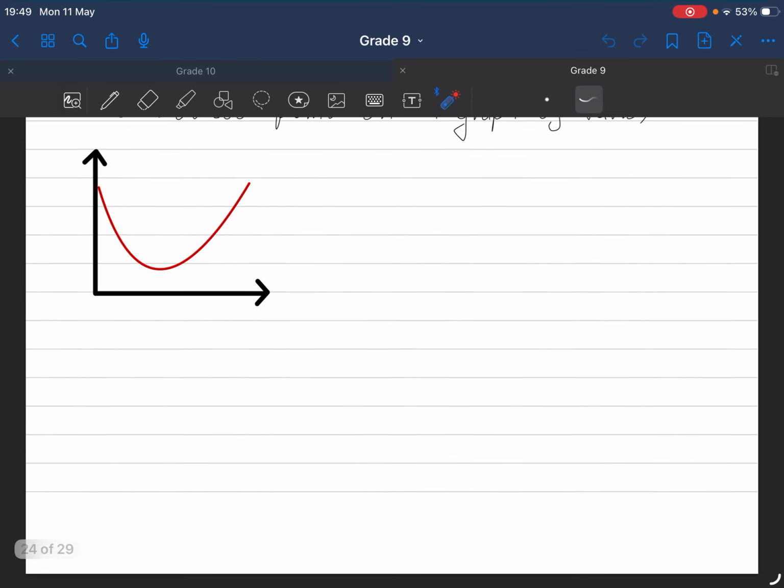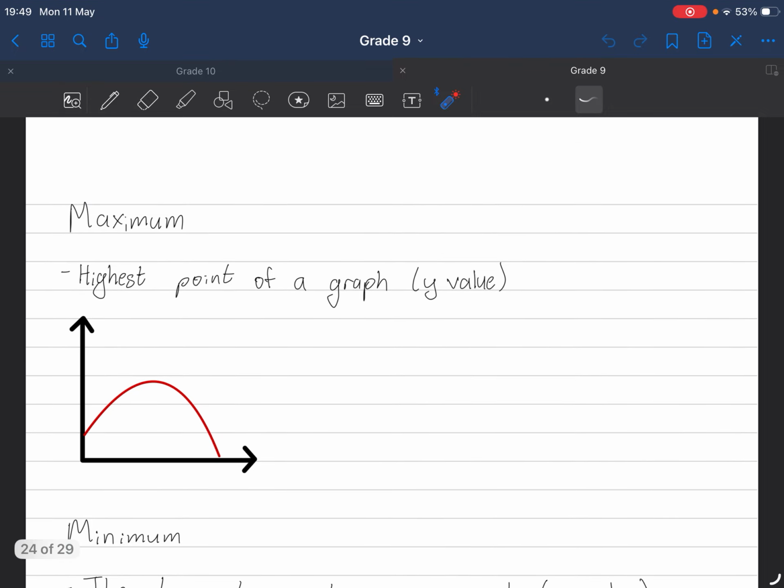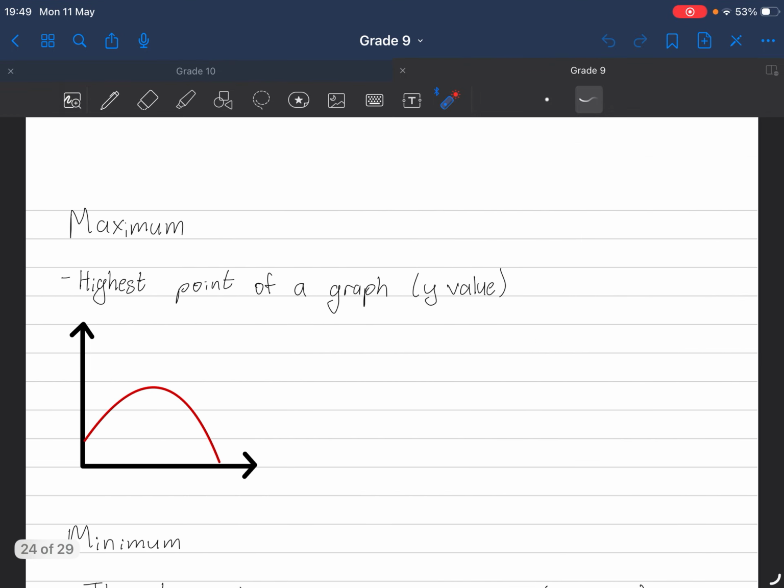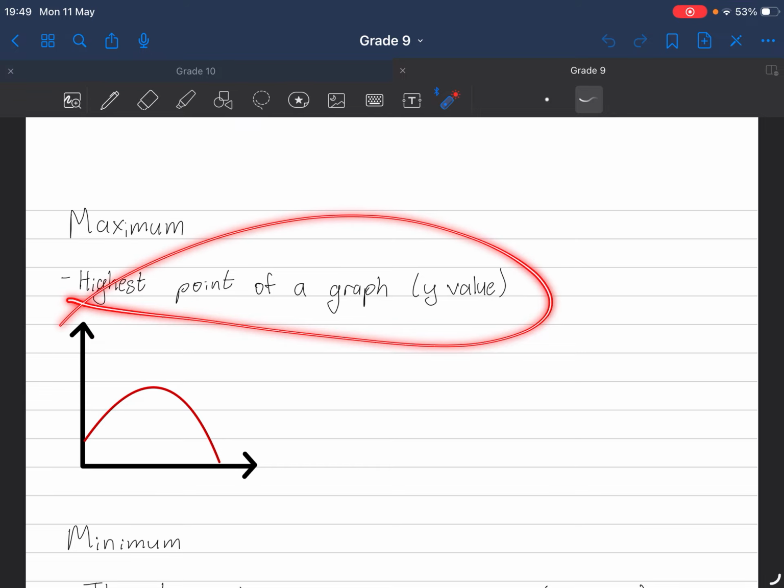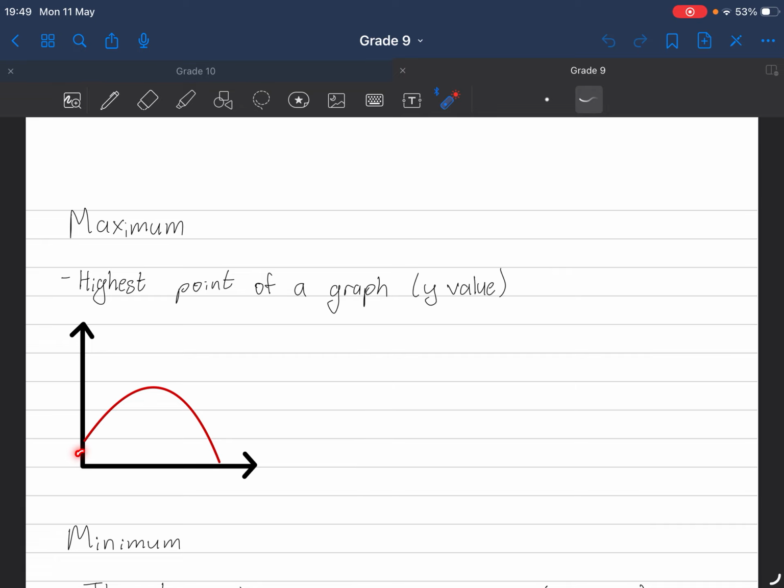We then have things called the maximum and the minimum of a graph. Right, the maximum is the highest point of a graph. Now that only happens if the graph is not continuously increasing. So here, that ball you threw, it reaches a point and then it goes back down. So it reached a maximum height. That highest point is what we call a maximum. Suppose this reached a height of 23 meters, then the maximum value is that y coordinate of 23 meters.